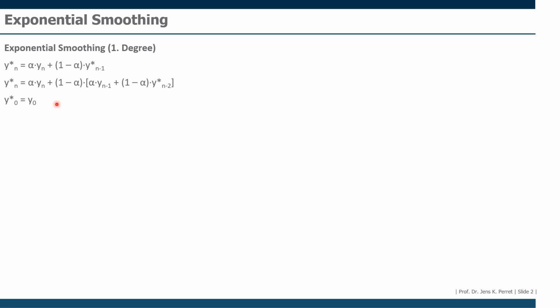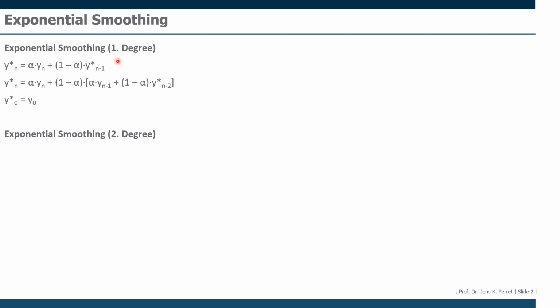This regards some trend components. So this gives us a first estimate if we continue with this. But a little bit better would be exponential smoothing of the second degree. That's what we're going to explain next.